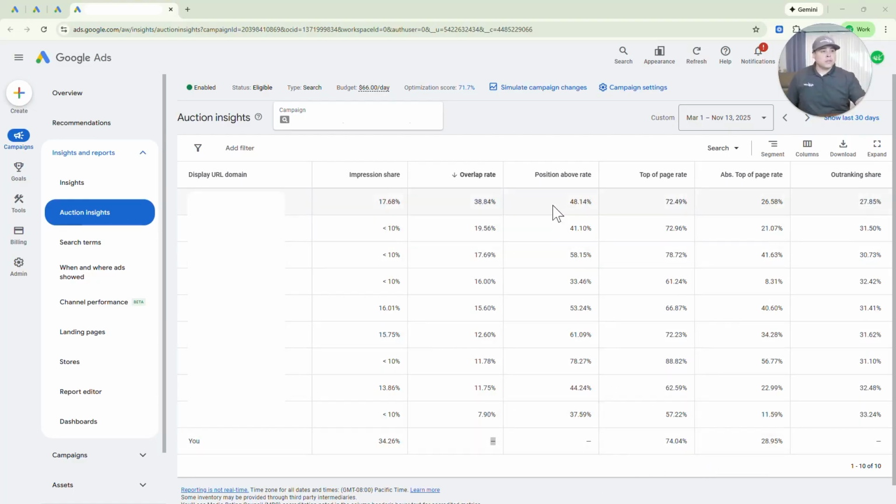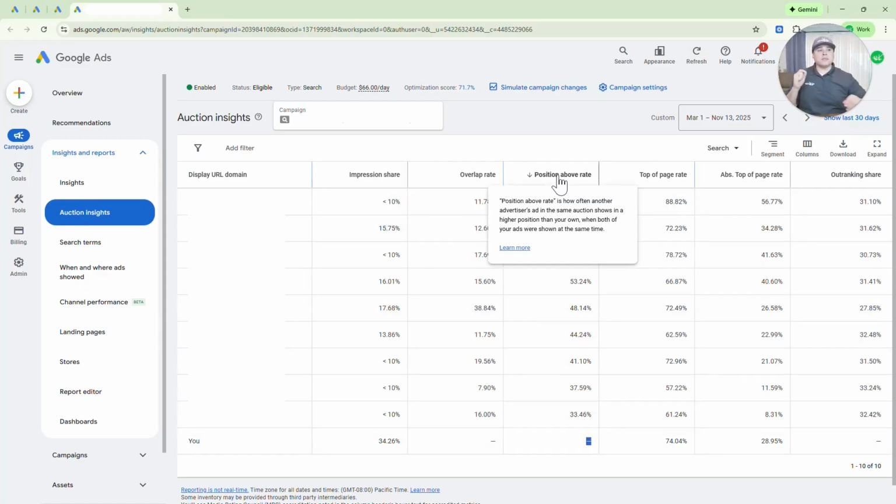So the next column here is position above rate. Again, doesn't make sense for Google to give us a percentage because we want to know who's above us. It doesn't make sense for our ad to be above our ad and then Google give us a percentage. It's irrelevant data, okay? So in this, Google describes it as the position rate is how often another advertiser's ad in the same auction shows in a higher position than your own when both of your ads were shown at the same time. So what does this mean in Nathan's terms? This means when both ads show, how often did the competitor appear above you?